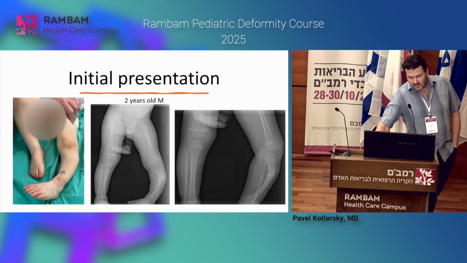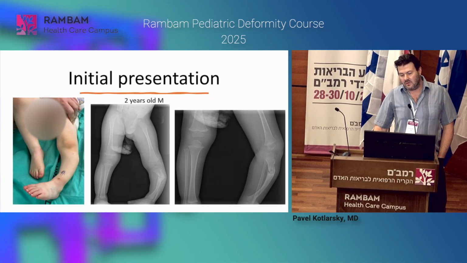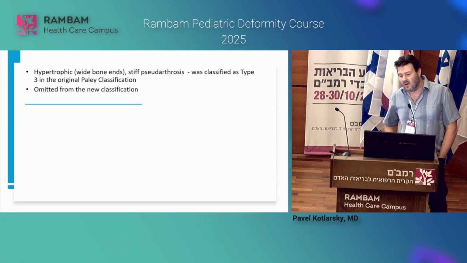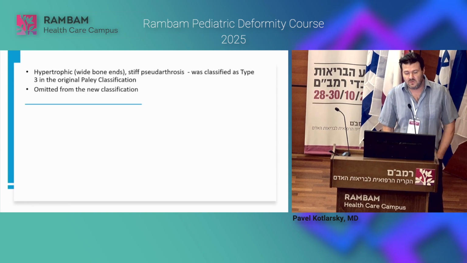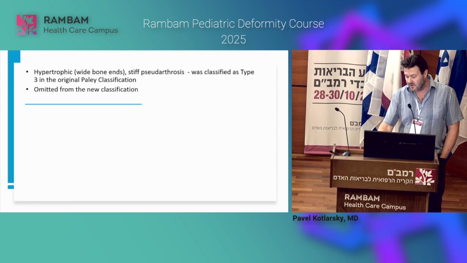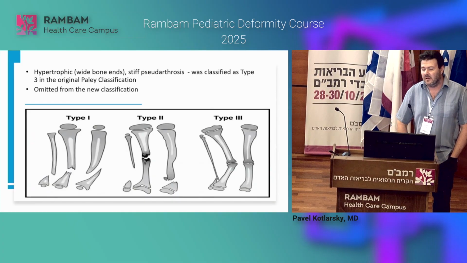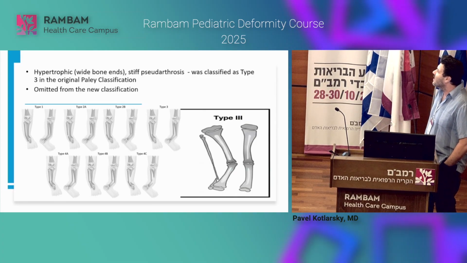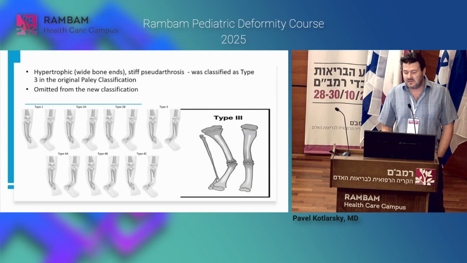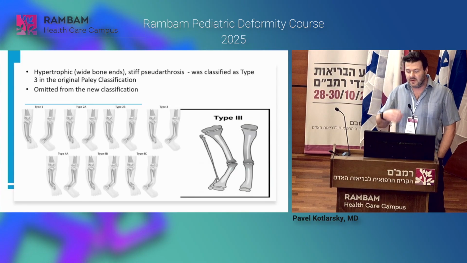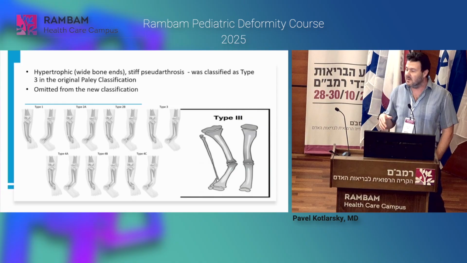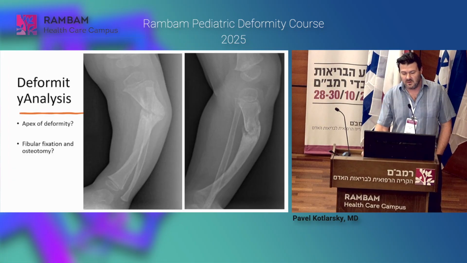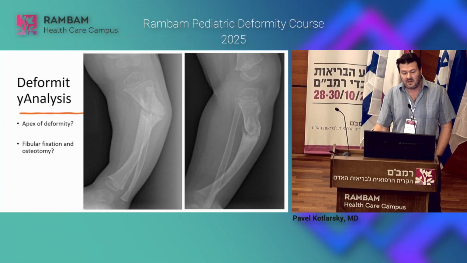Okay. So when you look at the X-ray, you can see that the pseudoarthrosis is hypertrophic, which is a unique type of pseudoarthrosis because it was originally classified as type 3 in the original Pele classification, and it was omitted in the newer classification. But what's unique about this pseudoarthrosis is it can create bone, so it can build bone. Which means that the pseudoarthrosis itself can function as an osteotomy. So let's analyze the deformity.